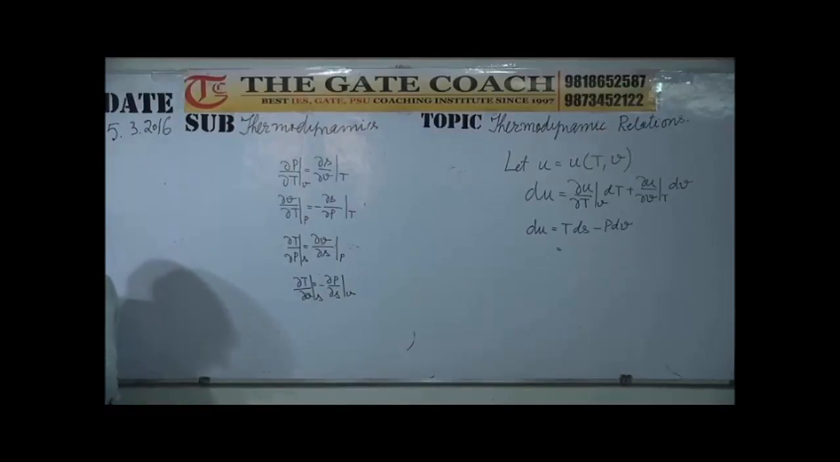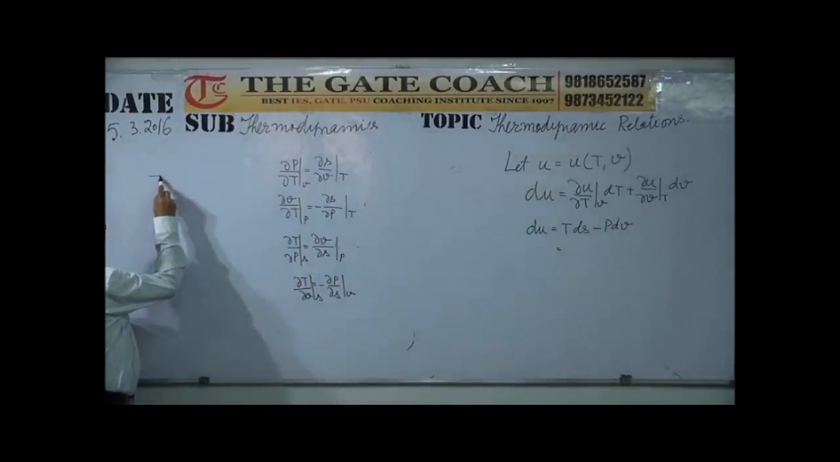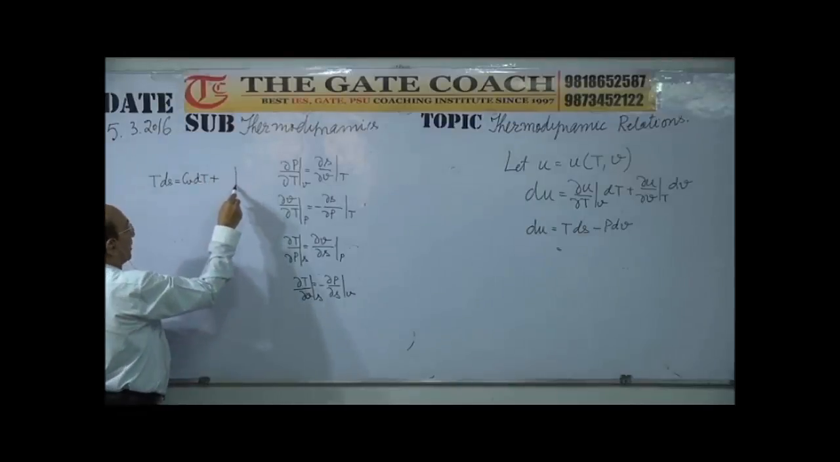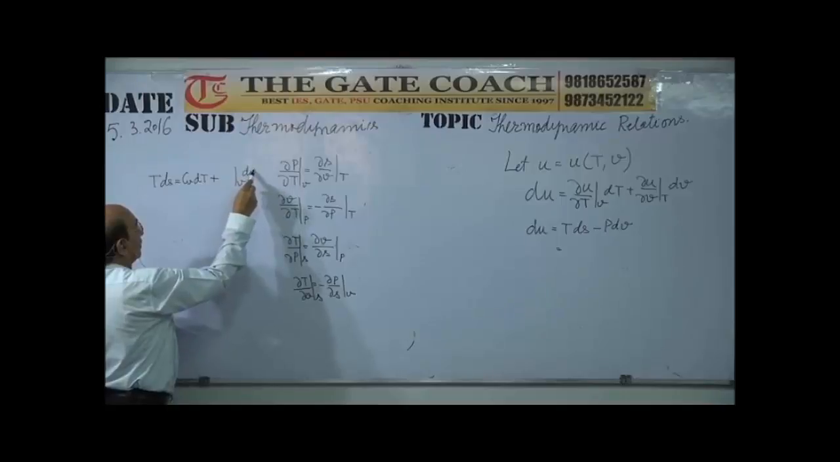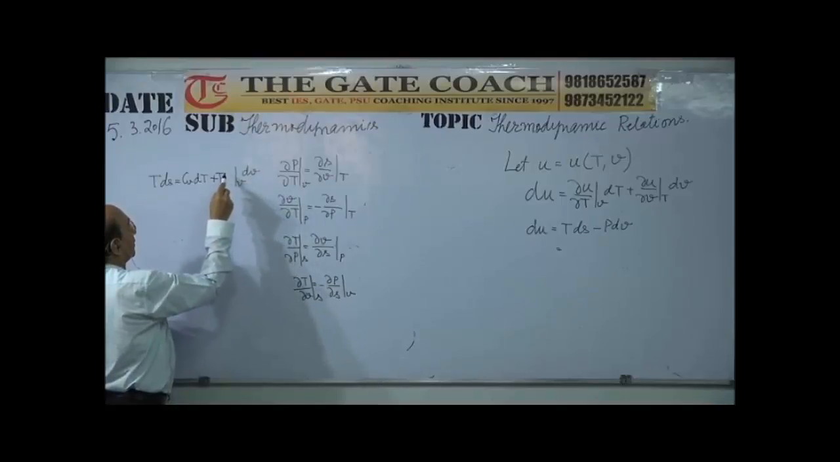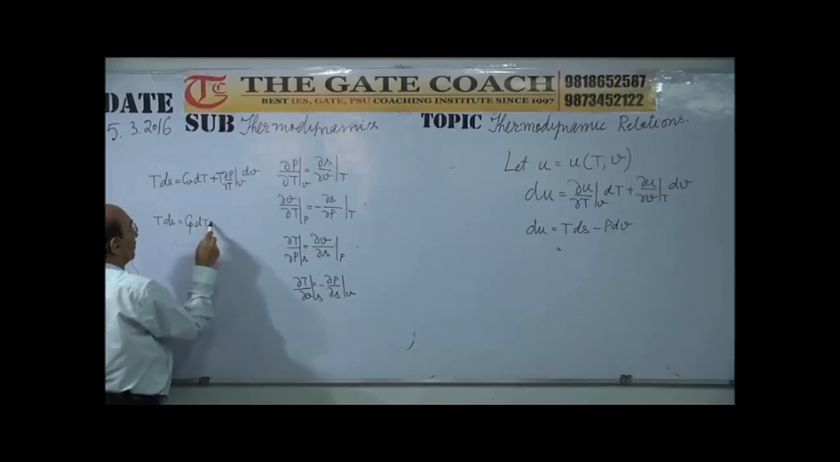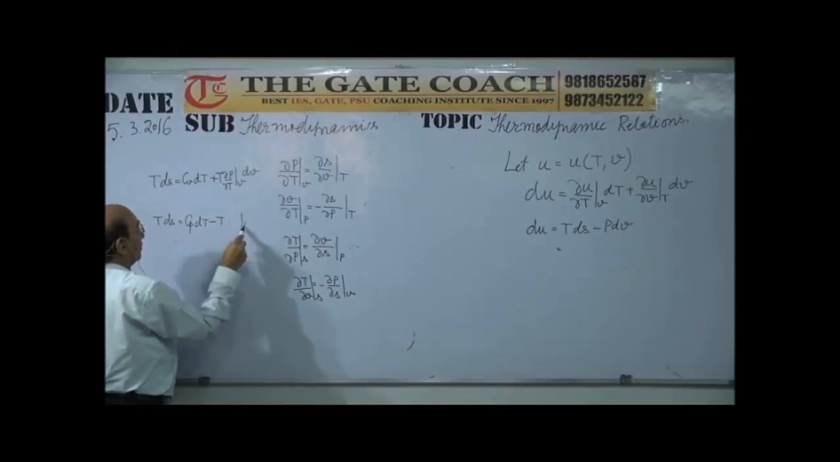Quite good progress. Now TdS equations. TdS is equal to Cv dT plus T del P by del T at constant V dV, and also Cp dT minus T del V by del T at constant P dP.